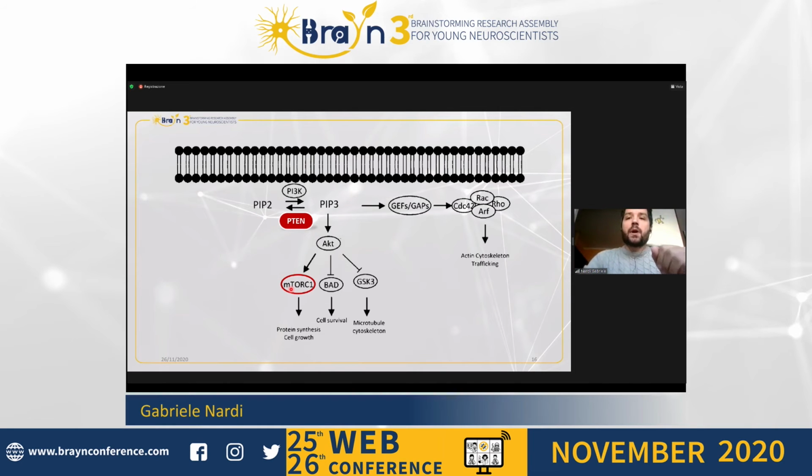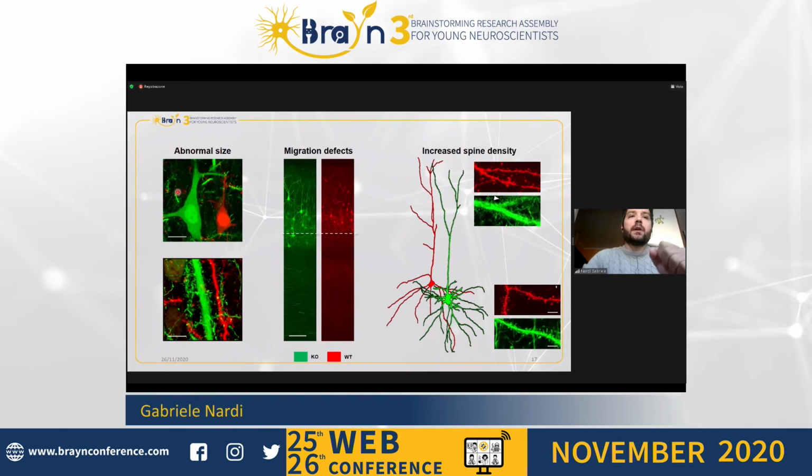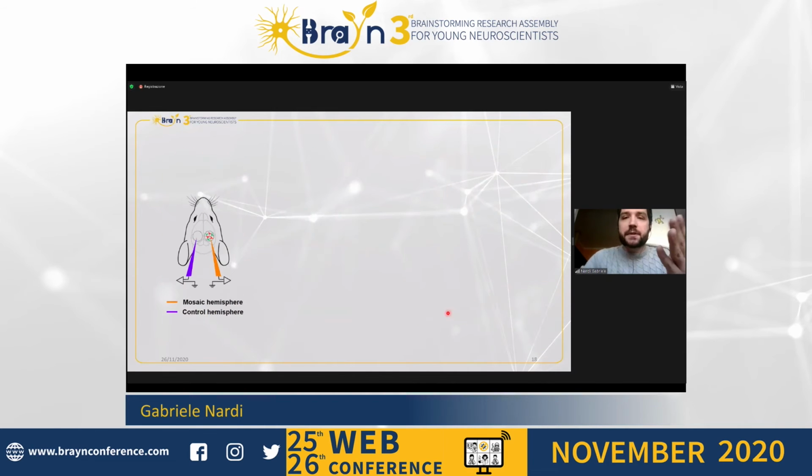The affected children show an epileptic phenotype and intellectual disability. Moreover, their knockout neurons, their mutated neurons, show abnormal size and migration defects. Indeed, when we transfected PTEN floxed mice with Beatrix and Cre in utero, we obtained these cortical mosaics of red, so wild-type cells, and green, so PTEN knockout cells, which actually recapitulates this phenotype. And moreover, in agreement with the pathology and with previous observations, we also reported an increase in dendritic spine density that can lead to an excess of excitatory inputs in the knockout neurons, which is not surprising considering that we're talking about a pathology with epilepsy.